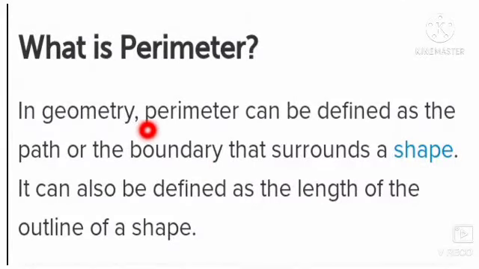What is the perimeter? So in geometry, perimeter can be defined as the length of the boundary that surrounds the shape. It can also be defined as the length of the outline of a shape, or total length of the boundary.